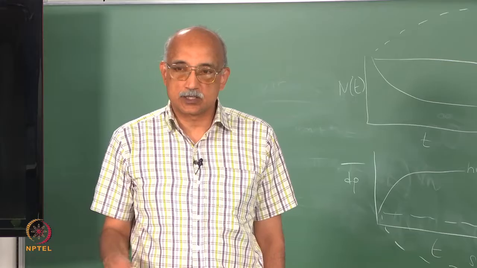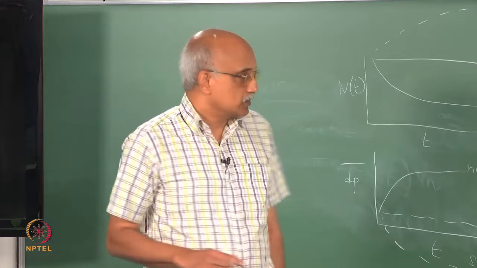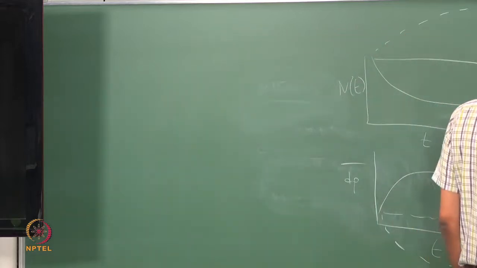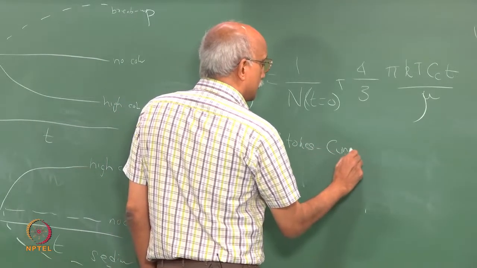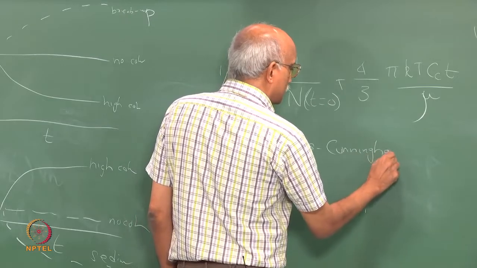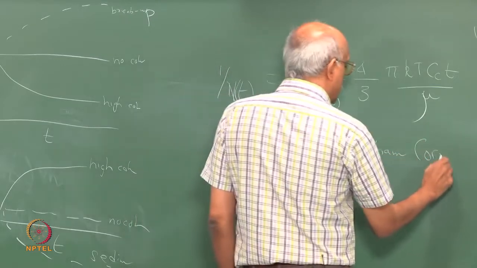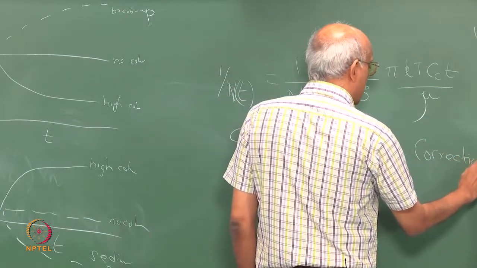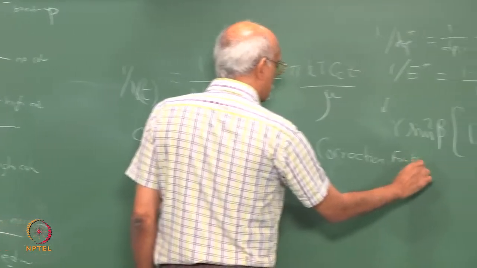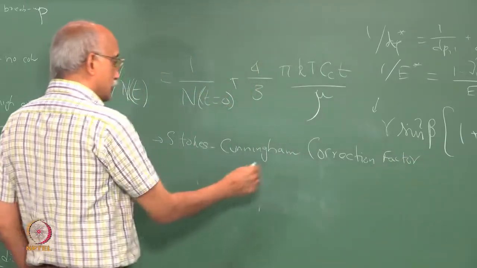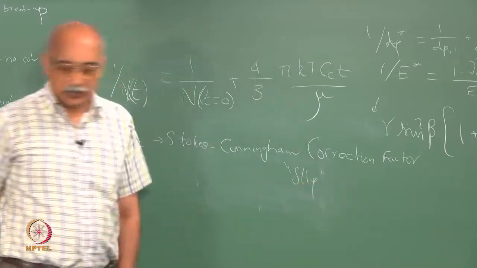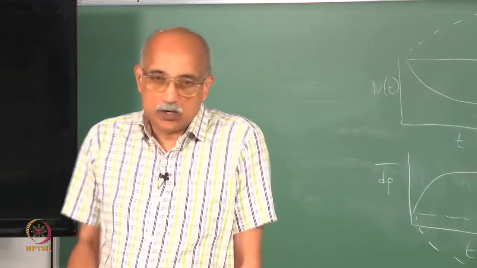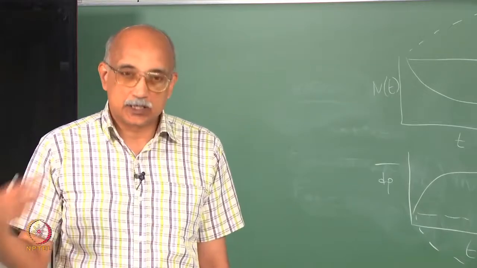Are you familiar with the Stokes-Cunningham correction? Cc is called the Stokes-Cunningham correction factor, and in fact the full name is Stokes-Cunningham slip correction factor. What it tries to correct for is the fact that with virtually all of our mathematical models we are assuming continuum behavior.